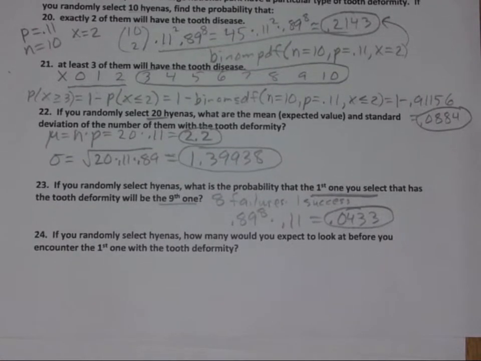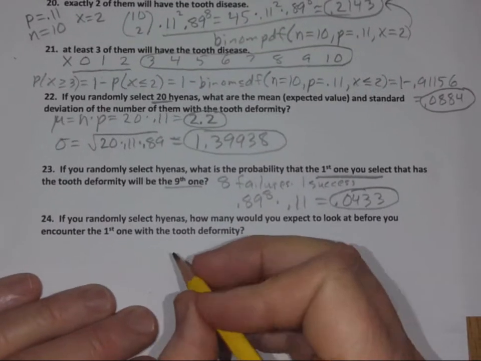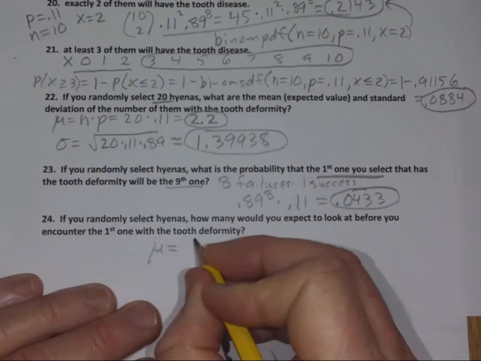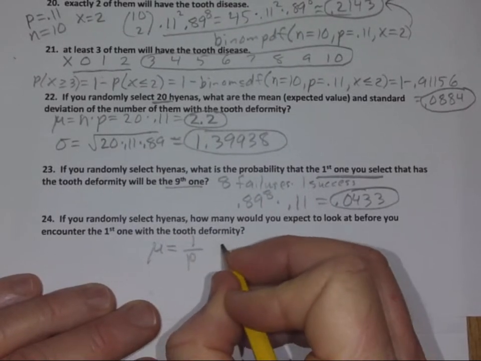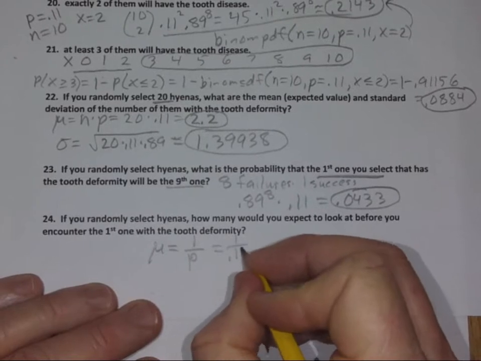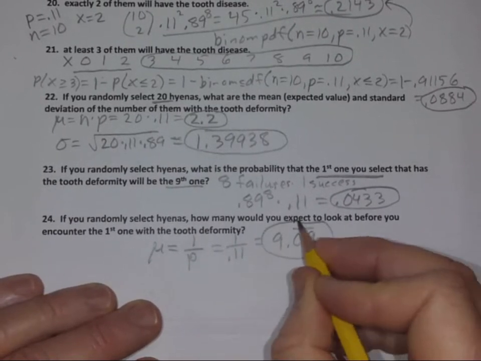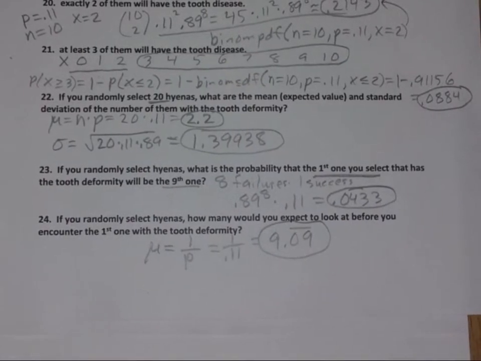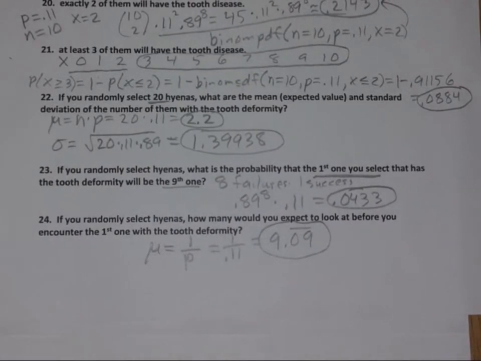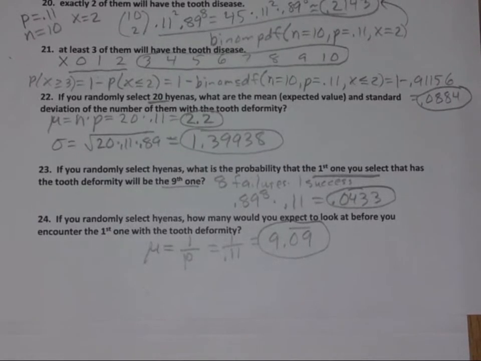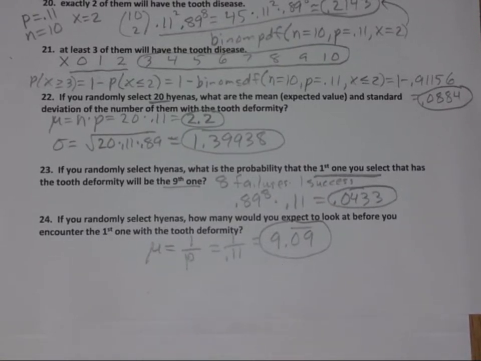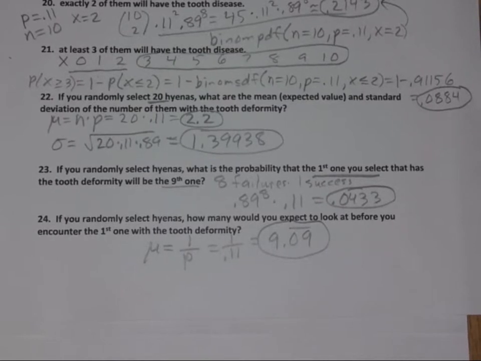And then it says, if you randomly select hyenas, how many would you expect to look at before you encounter the first one with a tooth deformity? That is in essence the mean of a geometric random variable. It's always equal to 1 over p. So that is 1 over 0.11, which is 9.09 repeating. Don't round it. So we're expecting our first success around the 9th or 10th one on average. It's not just with one attempt. If we did this many times, on average, our first success would occur at 9.09 repeating. So you report it just like that.